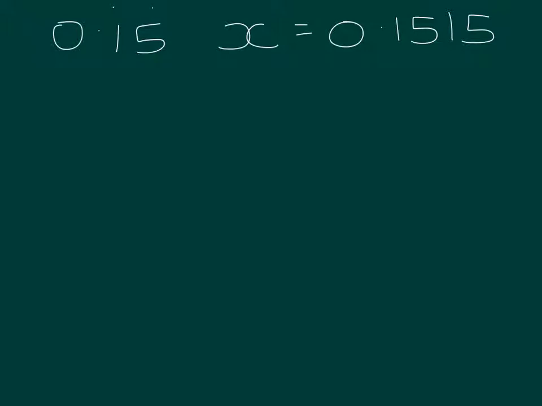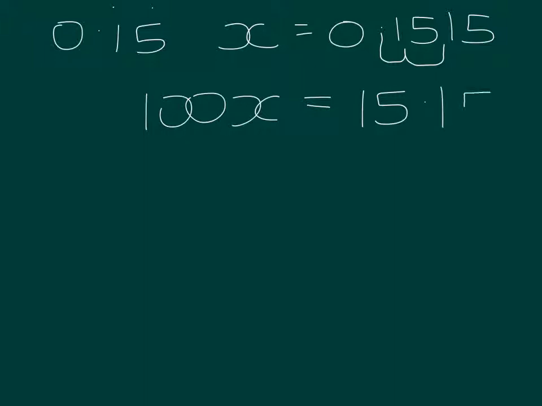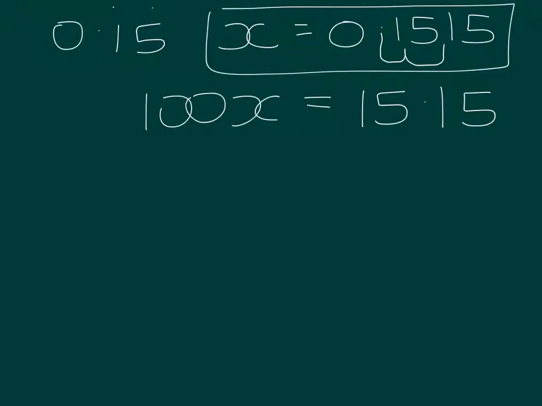Okay. Then what you're going to do, you're going to multiply that x by 100. So you're going to go 100x is equal to, now, because you've multiplied x by 100 on the left, you have to multiply it on the right as well. So remember, you move your decimal 2 spaces to the right. So now you've got 15.15 left behind. Okay? Now you take your x that you've got over here, and you put it underneath it because you're going to do a subtraction sum.